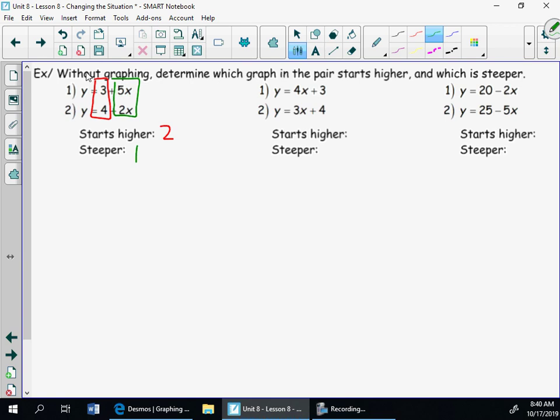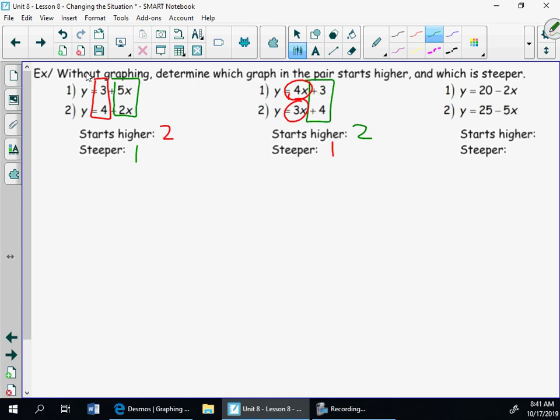And you try the next one. Which of these starts higher? Well, these ones are out of order this time. Here's my initial value. Okay, 4 is bigger than 3, so number 2 starts higher. My rates, which is steeper? Well, the bigger the number, the steeper the line.